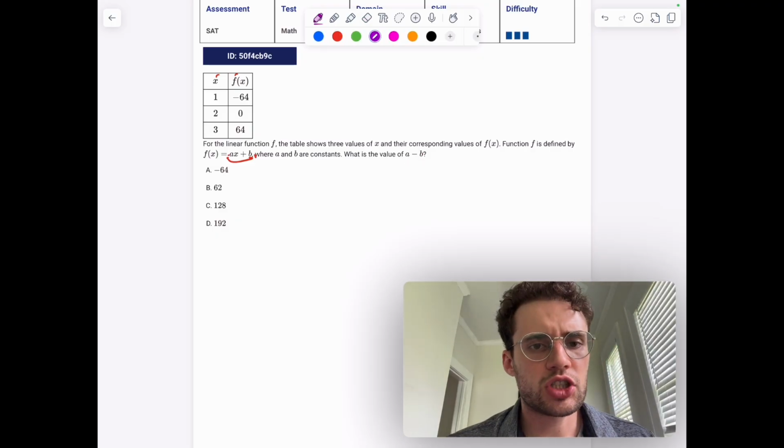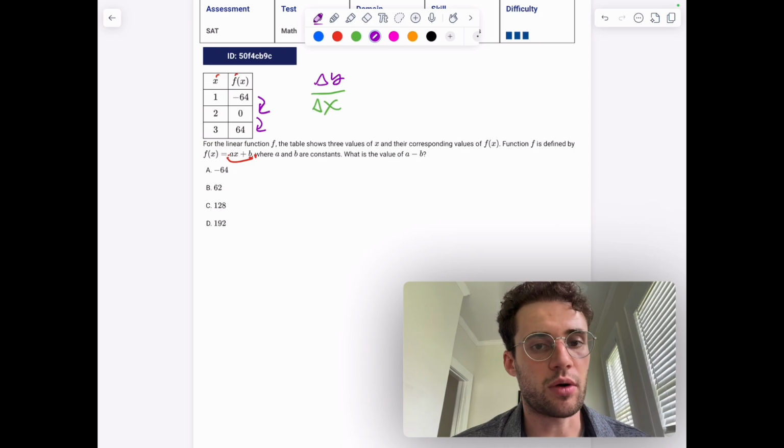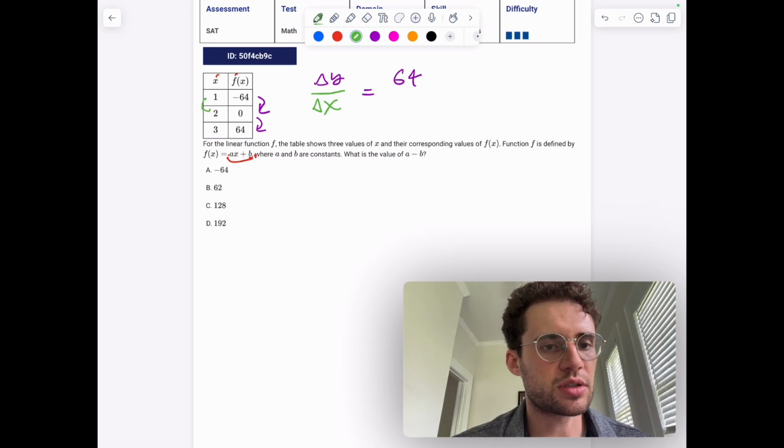We'll figure out the slope, which is going to be change in y divided by change in x. Now they didn't give it as y, but just treat the f of x, that's the output, as your change in y. See that the y is going up by 64. It goes from negative 64 to 0, and then from 0 to 64. And in both of those intervals, the x is going up by 1. So plus 1, plus 1.